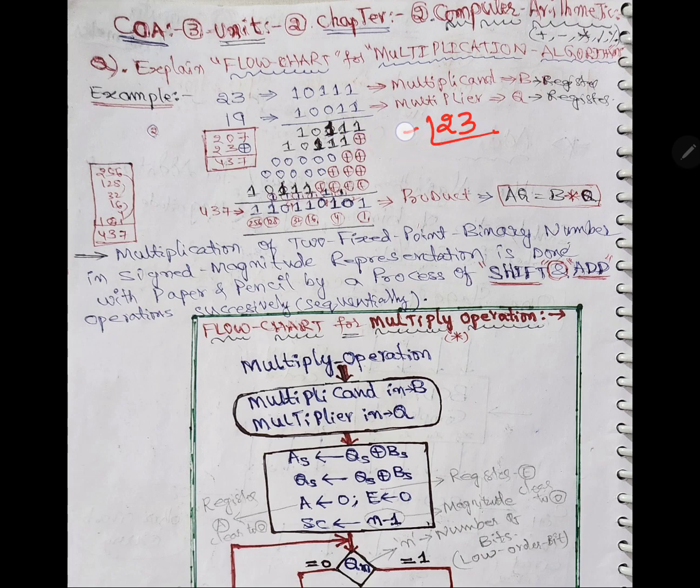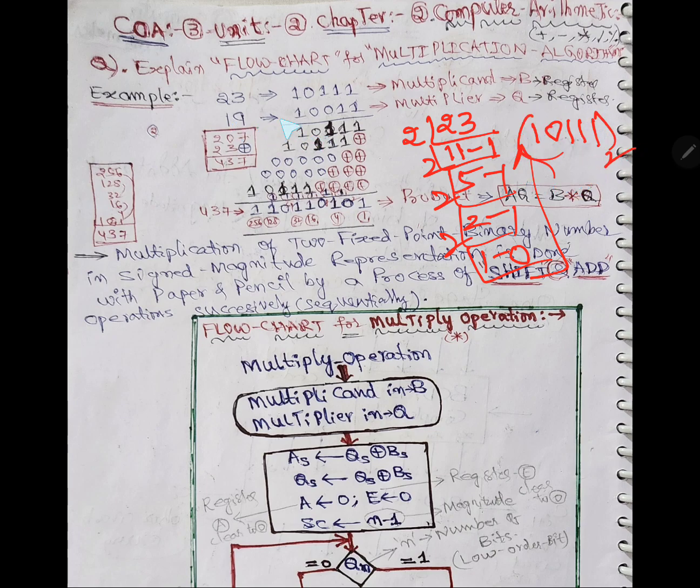23 binary means we need to divide by 2. 2 11s are 22, remainder 1. 2 5s are 10, remainder is 1. 2 2s are 4, remainder is 1. 2 1s are 2, remainder is 0. We need to take the values from bottom to top: 1 0 1 1 1, 1 0 1 1 1, base 2. This is the equivalent of 23.